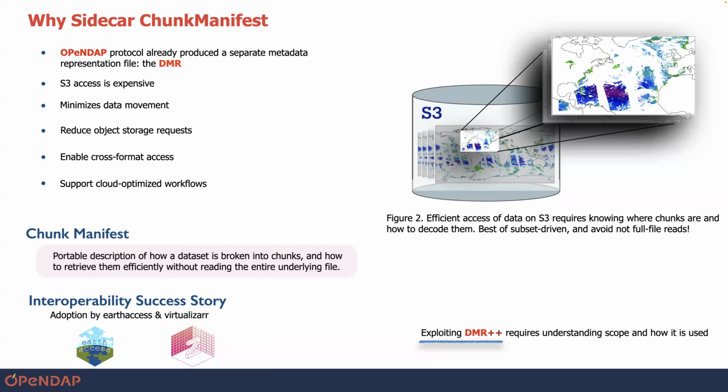And DAP4, which is the newest version of it, used this representation called DMR. The DMR is a metadata response that does one thing that's worth mentioning: it combines the kind of metadata that scientists talk about when they use the word metadata with the kind of metadata that computer scientists are talking about when they use the word metadata. So we call the former semantic metadata and the latter syntactic metadata.